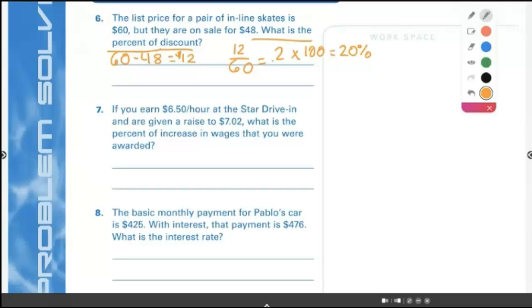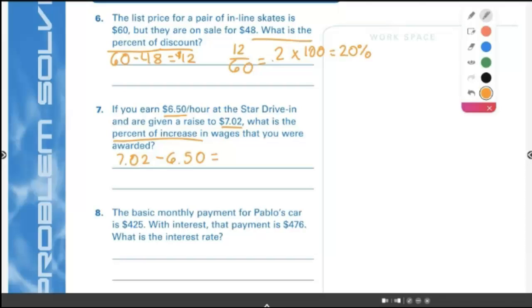Number 7. If you earn $6.50 an hour at the start of driving and are given a raise to $7.02, what is the percent of increase in wages? Okay, so we went from 6.50 to 7.02. How do we tell how much of an increase that is? What do we do with 7.02 and 6.50? Not divide. Find the difference, we subtract.